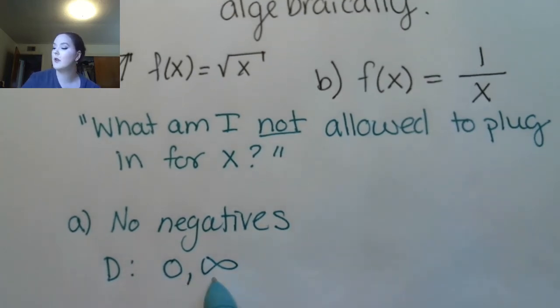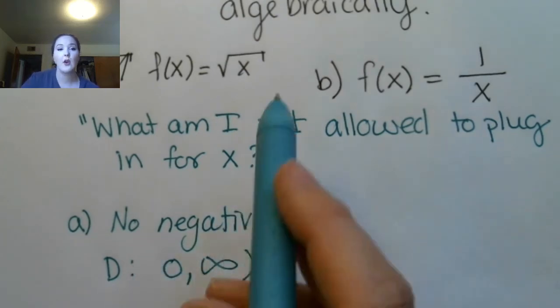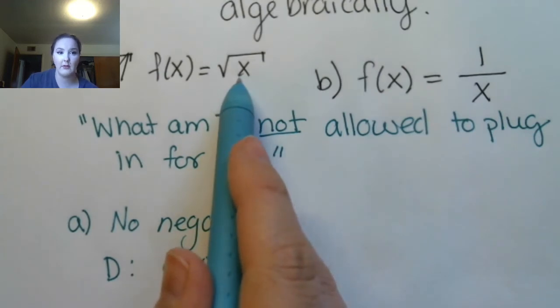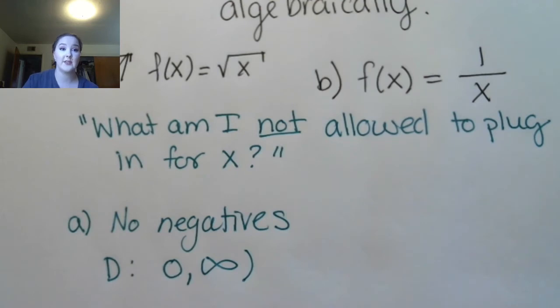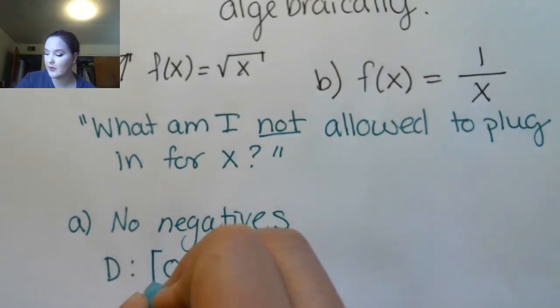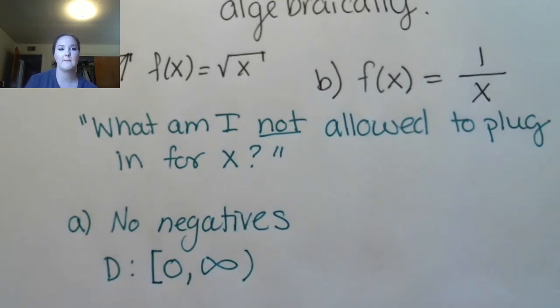Now, always use parentheses here. And the question here, whether we should use parentheses or brackets, is, are you allowed to plug in 0? Can you have square root of 0? Yes, you can have square root of 0. So that means you want to include it with the brackets.